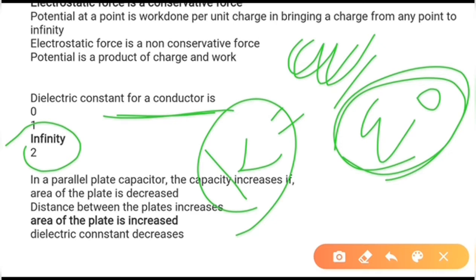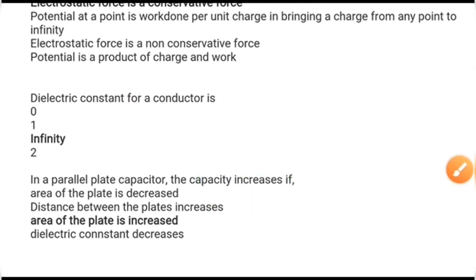For conductor, it will be infinity, because the electric field inside the conductor will be 0. So there is no permittivity. So E equal to 0, and also K equal to infinity. Dielectric constant is taken as infinity.